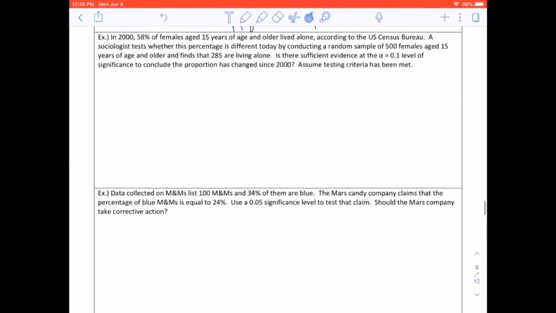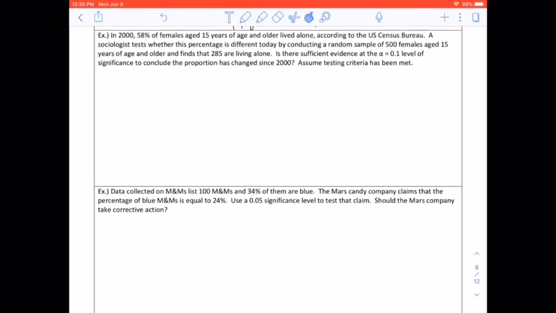So looking at the next problem that we have, it says in 2000, 58% of females aged 15 years of age or older lived alone, according to the U.S. Census Bureau. A sociologist tests whether the percentage is different today by conducting a random sample of 500 females aged 15 years of age and older and finds that 285 are living alone. Is there sufficient evidence at the 0.1 level of significance to conclude that the proportion has changed since 2000? Assume testing criteria has been met.